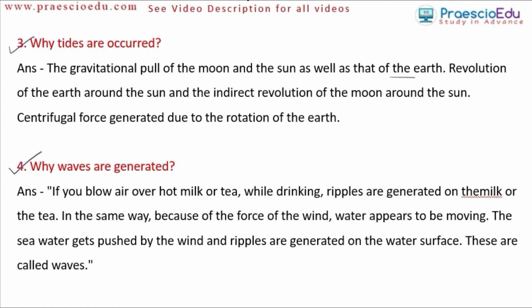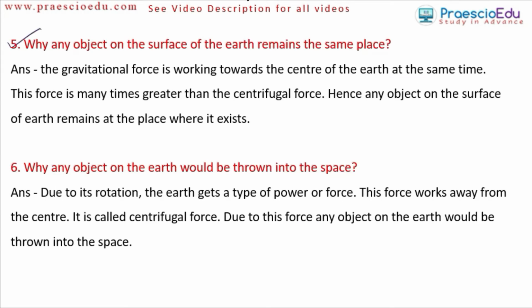नेक्स्ट क्वेश्चन है व्हाई वेव्स आर जनरेटेड एंड द आंसर इज इफ यू ब्लो एयर ओवर हॉट मिल्क और टी व्हाइल ड्रिंकिंग ripples are generated on the milk or the tea. In the same way, because of the force of the wind, water appears to be moving. The sea water gets pushed by the wind and ripples are generated on the water surface. These are called waves.